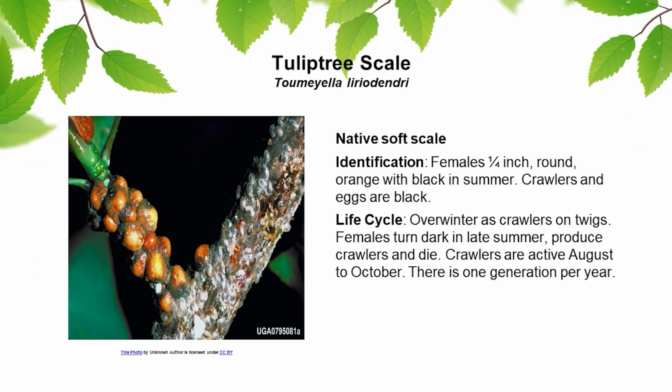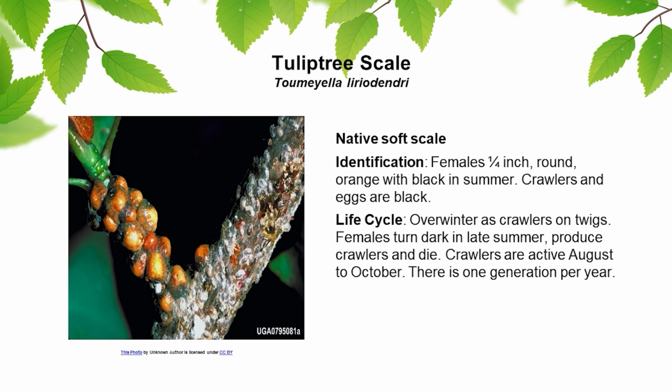Tulip tree scale. Tulip tree scale is a native soft scale. Tulip tree scale are one of the largest soft-scale insects in the United States. Adult females are 1/4 of an inch in diameter and round. They are orange to black in summer. Crawlers are dark black in color.